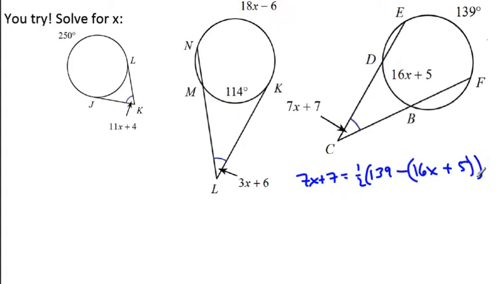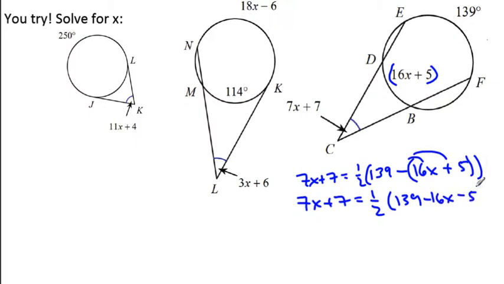So this is the tricky part I wanted to emphasize. If you're doing 139 minus this whole angle, make sure you subtract the entire angle, and you're going to need parentheses there. So this is kind of ugly, so let's simplify it. Let's just leave everything and distribute that negative. That negative's got to go to both. So it's minus 16x and minus 5.